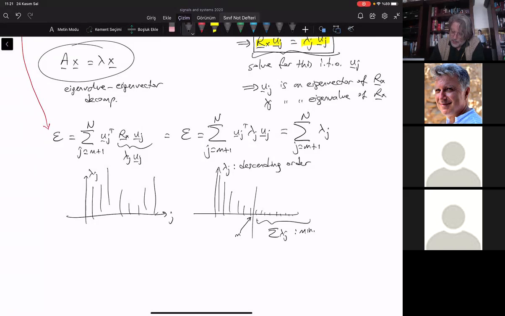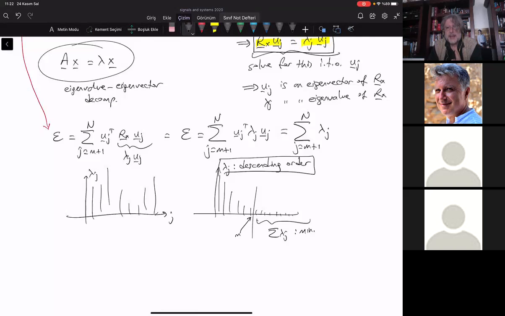So we have to sort the lambda j's in a descending order. But when you're sorting lambda j's, remember that every lambda j is attached to a uj. Every eigenvalue is attached to an eigenvector. So they go together. When you are sorting lambda j's, you are also automatically sorting the uj's. That's how you decide which uj is u1 and which uj is u2.